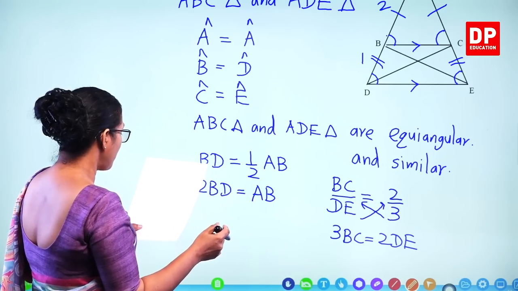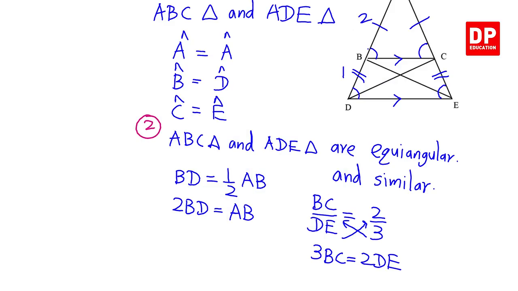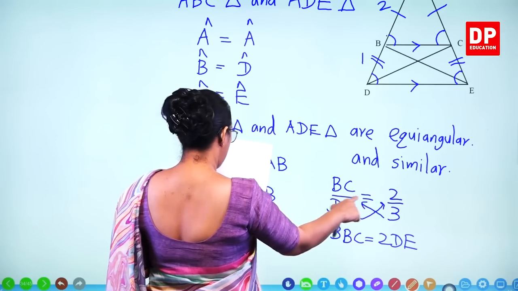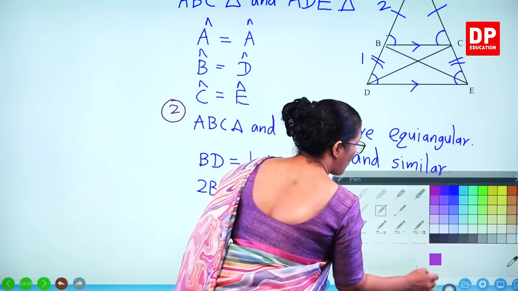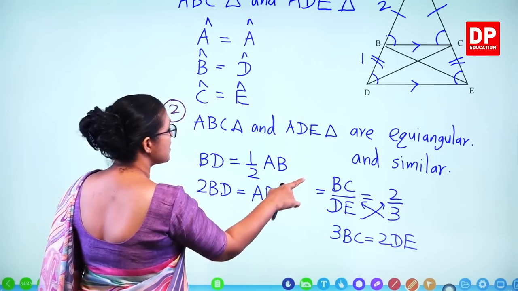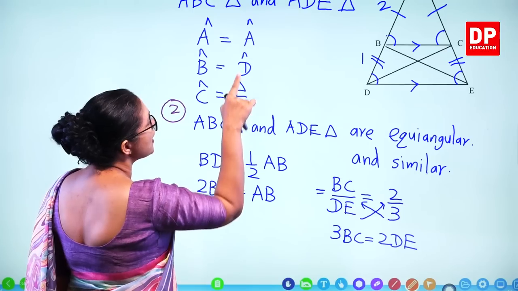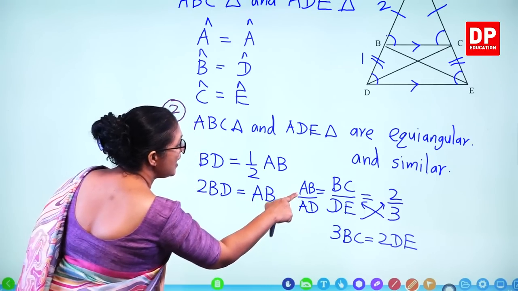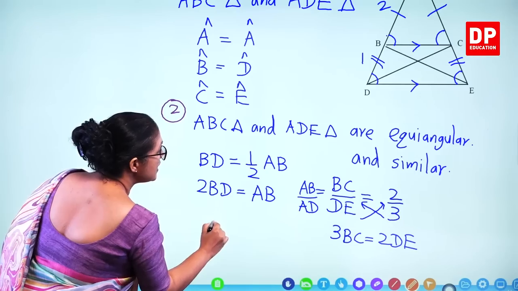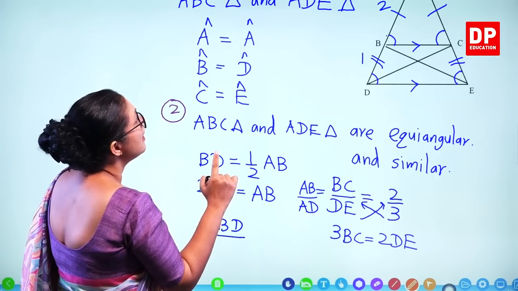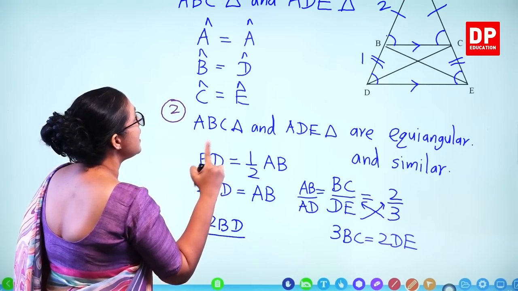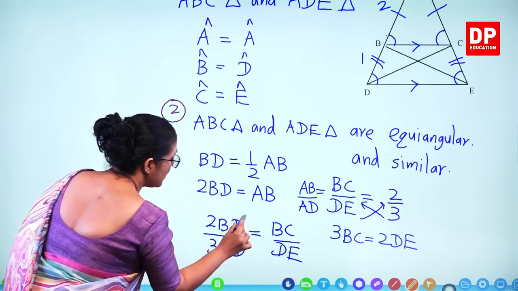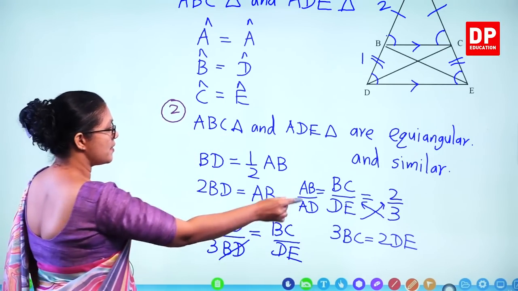So let's see. You are getting 2 marks for showing that these are equiangular, and we need to give 1 more mark. Then the ratios are equal, and here I'll write one more step to make it clear, because these are similar. We can write down the ratio AB to AD. Then we can say AB is 2BD, and AD is 2 and 1, 3BD. That's BC over DE. If you are not clear how you get 2/3, you can show this one. So from this also, you get the same answer.